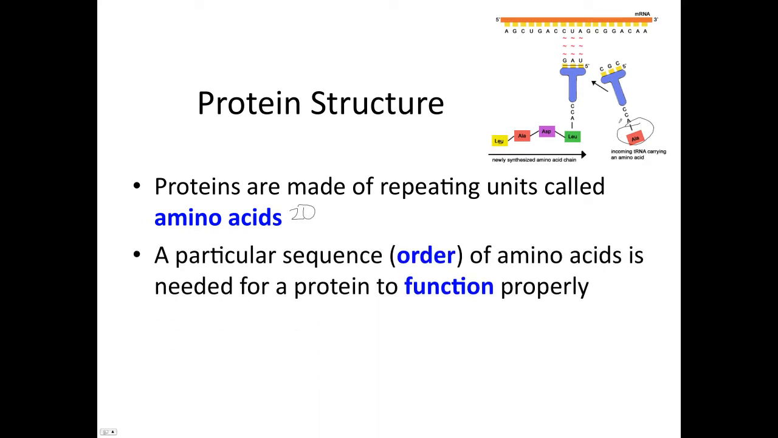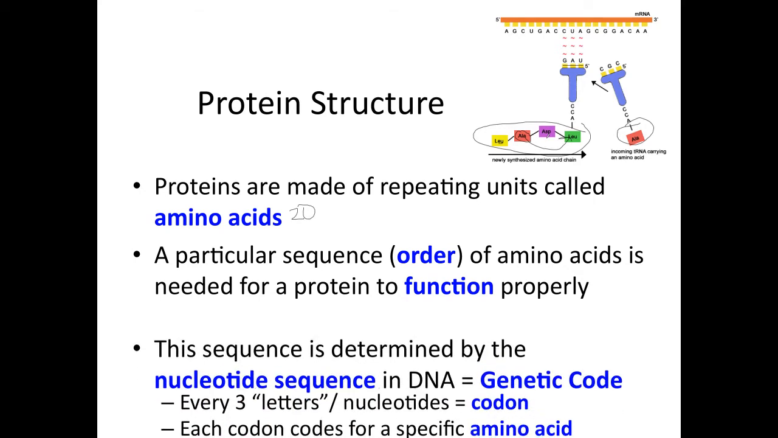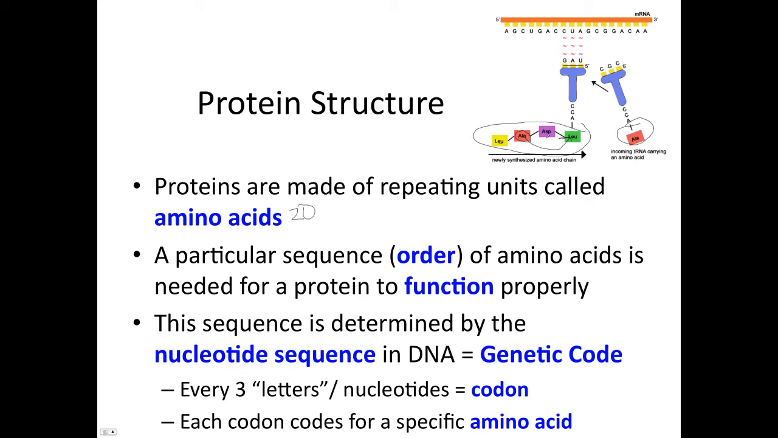So the order of amino acids is important for a protein to function properly. Say this is a protein right here. If I switched this amino acid with this amino acid, it would completely change the protein and it wouldn't function properly. And the sequence of amino acids is determined by the messenger RNA, by the genetic code.